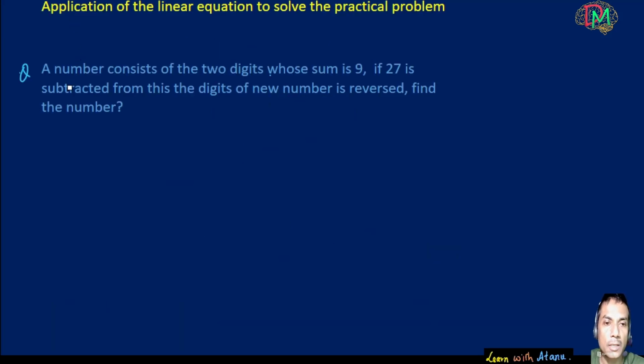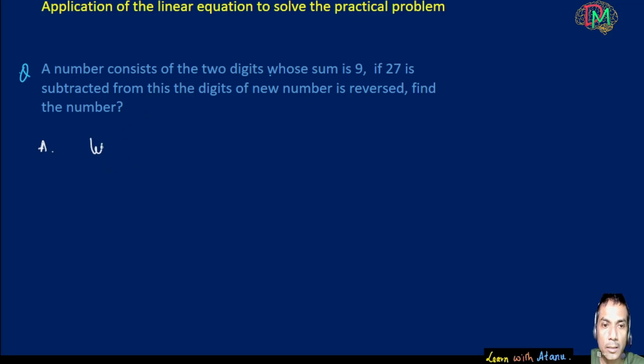Here is the question. A number consists of two digits whose sum is 9. If 27 is subtracted from this, the digits of the new number are reversed. Find the number. So how can you solve this question? So this is the answer part.